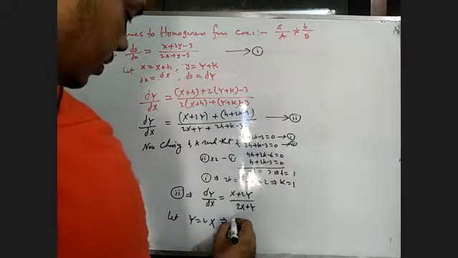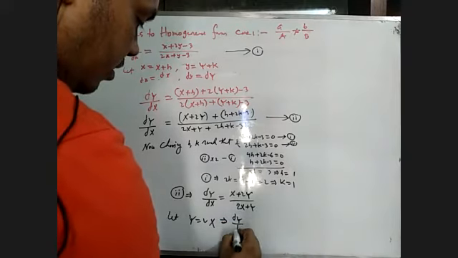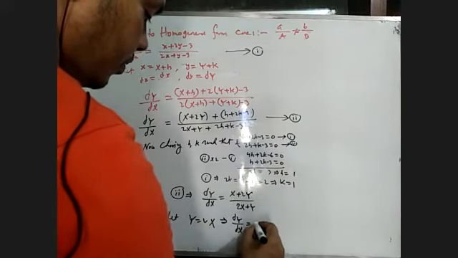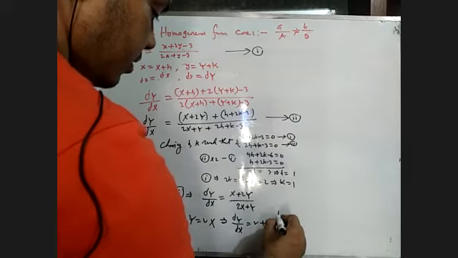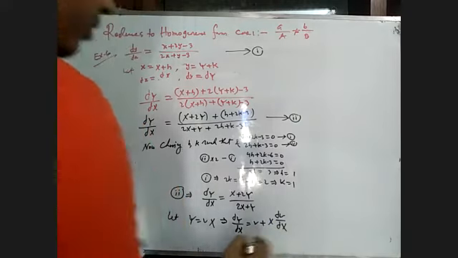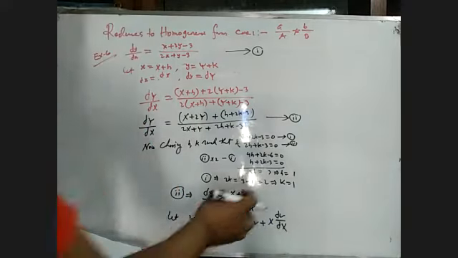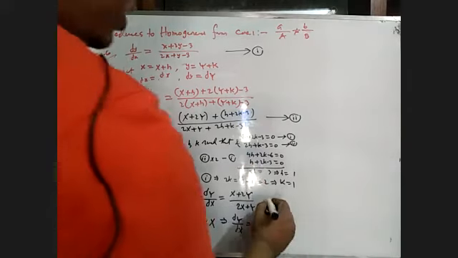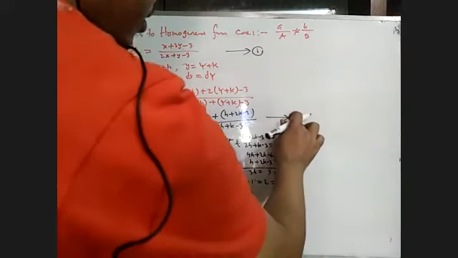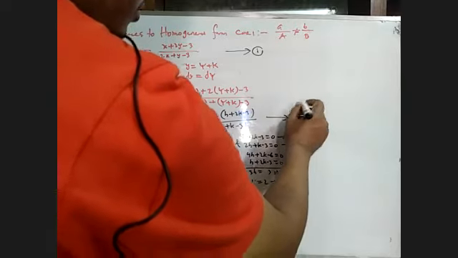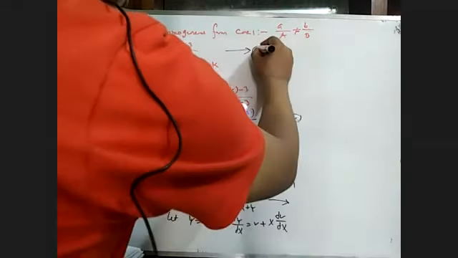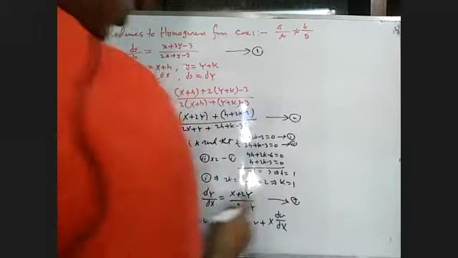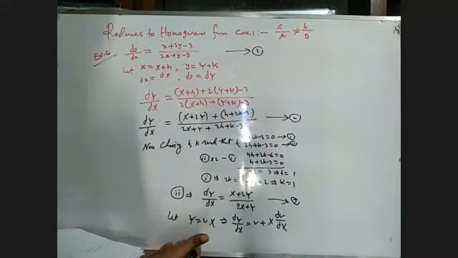So from this we can write dY/dX equals v plus X dv/dX. Now it has become homogeneous. This is equation number 2, and this is 1, this is 3. Equation 3 is homogeneous. Now we can substitute Y equals vX.